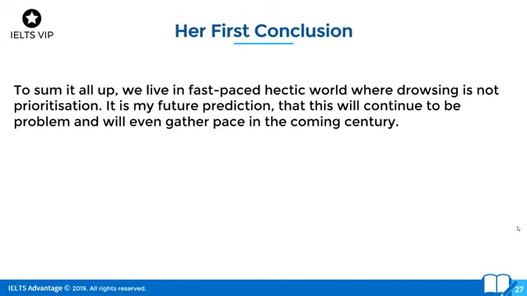Let's have a look at our first conclusion. "To sum it all up, we live in a fast-paced, hectic world where drowsing is not prioritization. It is my future prediction that this will continue to be a problem and will even gather pace in the coming century." Okay, why are you putting in new ideas and future predictions? Again, I seen this somewhere else and I just thought I would do this.